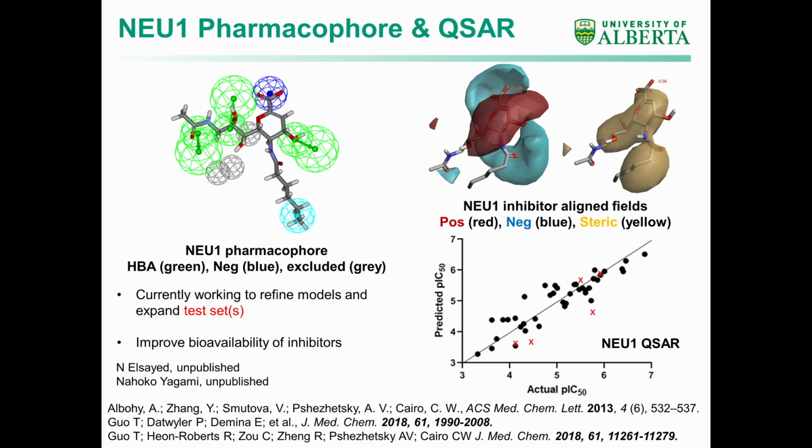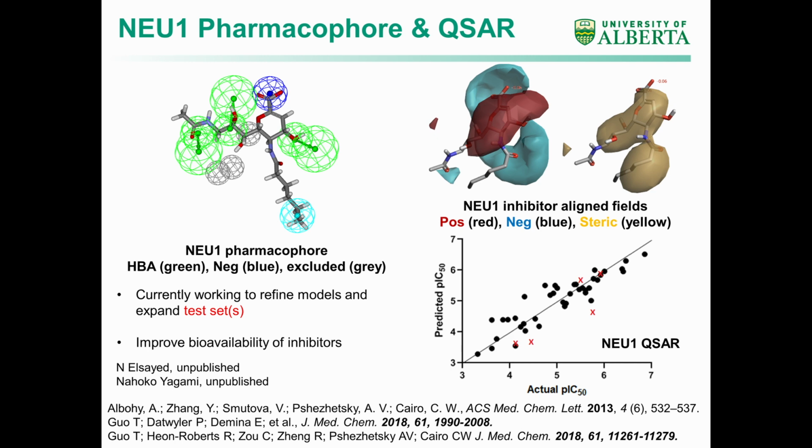So we built pharmacophore models for each of the enzymes. We've built QSAR models for these. These QSAR models essentially allow you to predict activity based on structural factors. We've built these models, and now we're in the process of testing them and validating them as a way to make better inhibitors and to do it with a little bit of a computational flavor to it.